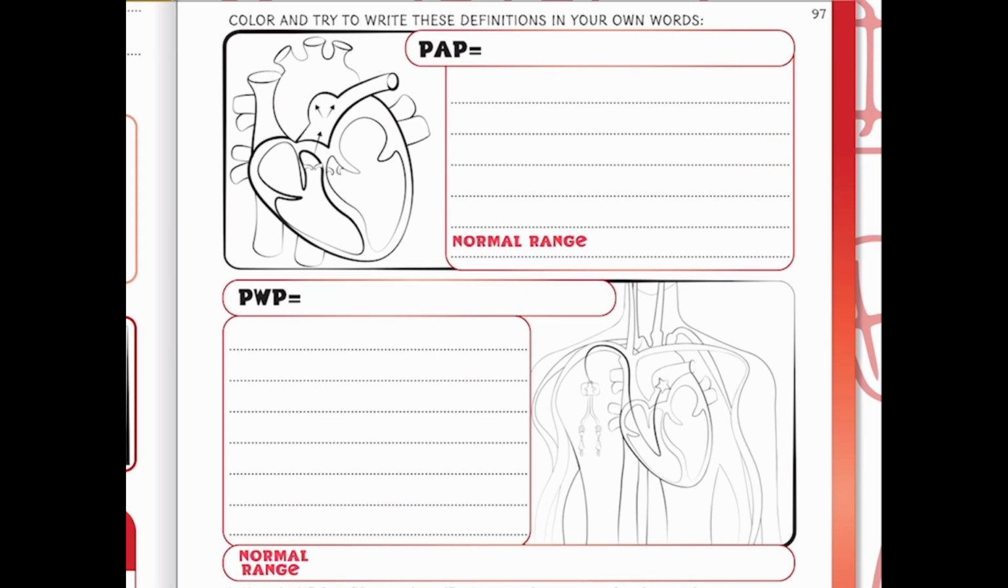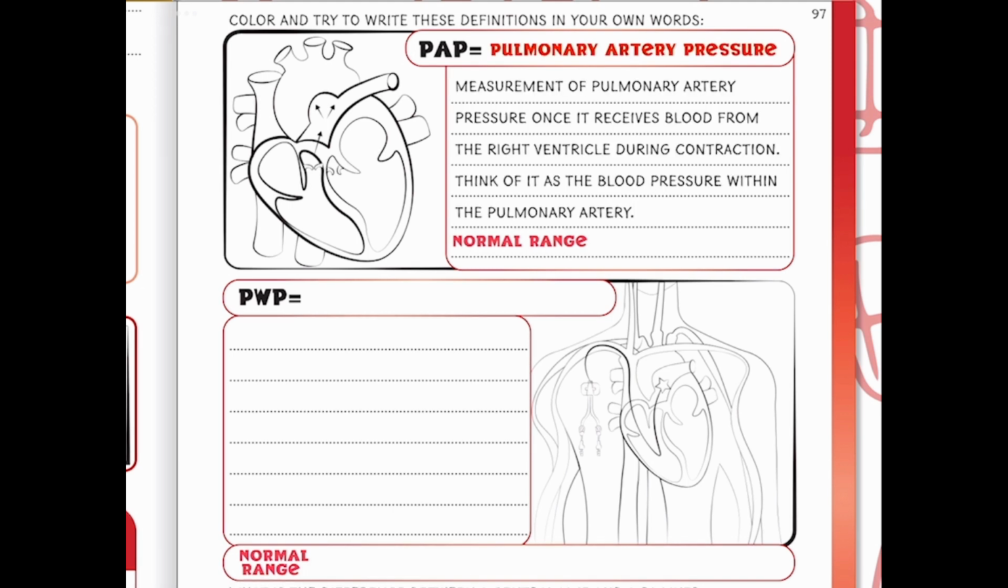So if we come back to our activity here and we see our pulmonary arterial pressure, this is that measurement of the pulmonary artery once it receives blood from the right ventricle during contraction. So we can think of this as the blood pressure within the pulmonary artery. And our normal range is going to be a systolic of 15 to 30 and a diastolic of 8 to 15. If you remember from the previous video, we briefly talked about the SVO2, or that mixed venous oxygen saturation. So this is going to be that port that we can pull our sample from for this SVO2 blood gas.